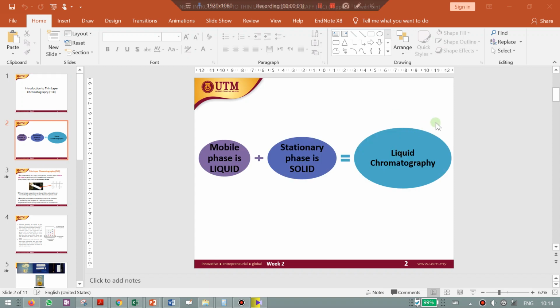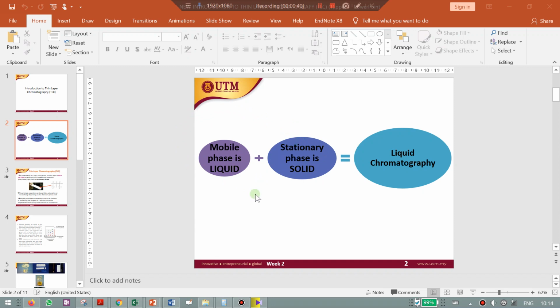Right, in this slide, okay. Again, we can classify chromatography into liquid chromatography and also gas chromatography. In TLC, thin layer chromatography, the mobile phase is liquid and the stationary phase is solid. Okay, fasa bergerak adalah cair dan fasa pegun adalah solid, pepejal. So if we look at this condition, in TLC, when the mobile phase is liquid and the stationary phase is solid, it falls under liquid chromatography.